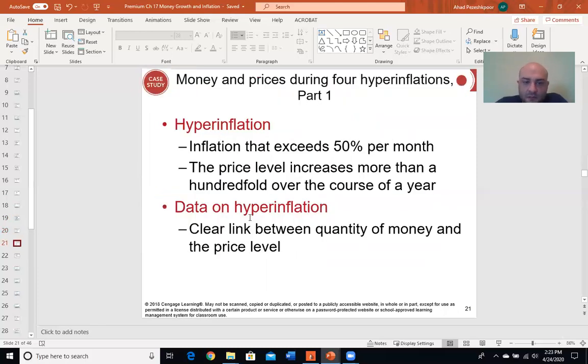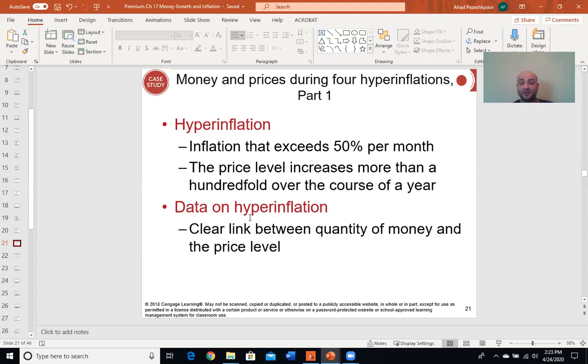Hyperinflation. This is a horror movie. Inflation that exceeds 50% per month. Wow. Just think about it. Let's say I want to buy a cheeseburger. It's $5. And in 2 months, it's going to be more than $10. Every month, it's going to increase by 50%, 50%, and 50%. And this is just, wow, think about how fast the prices are rising.